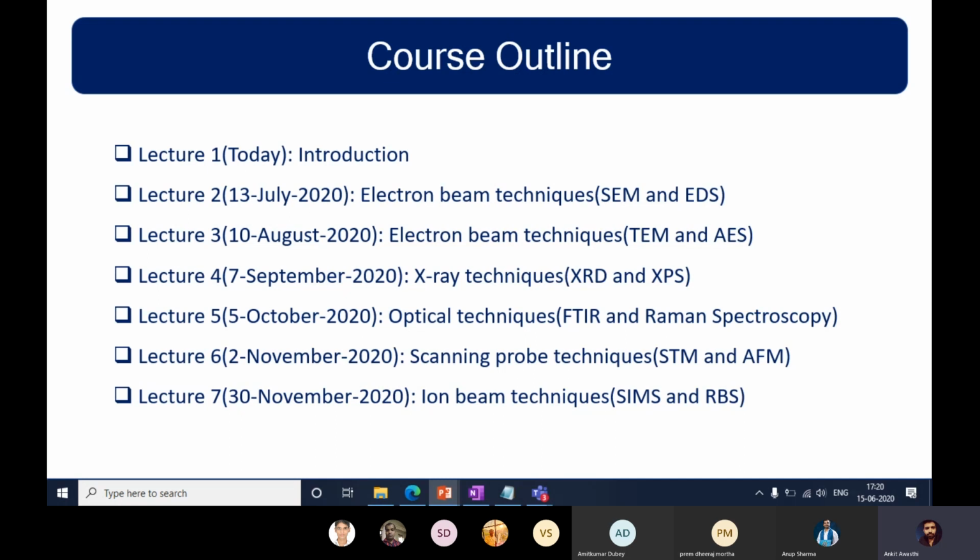What is the difference between these techniques? The energy source is different. For SEM, EDS and TEM, we mainly use an electron source as the energy gun, and for XRD and XPS we use an X-ray energy source. Like that, there are different techniques. For ion beam we use noble gases like argon and helium. With that, we try to analyze what is specific about these processes, how to get an idea about the results, and what we interpret from those results.